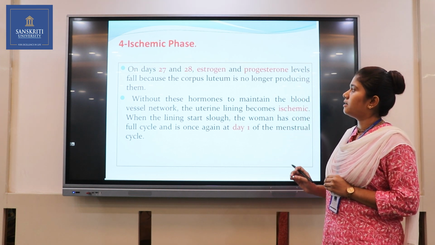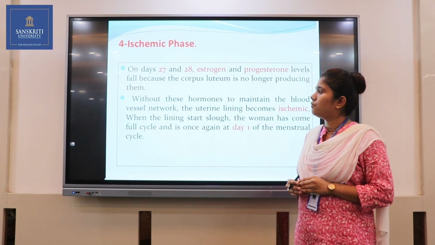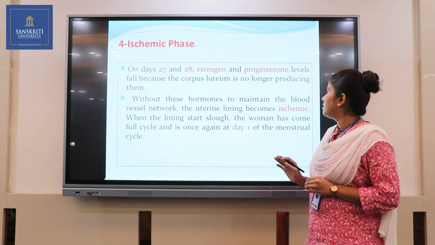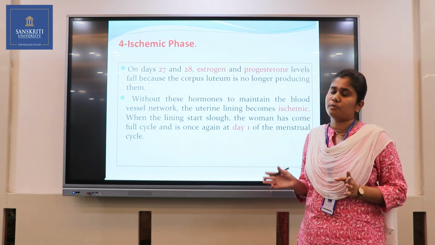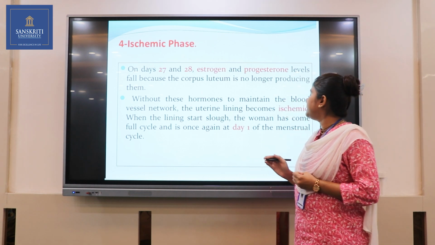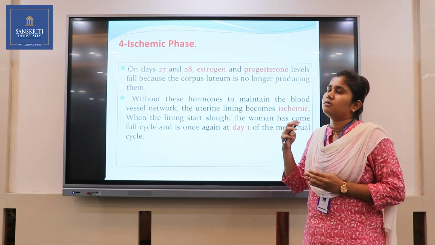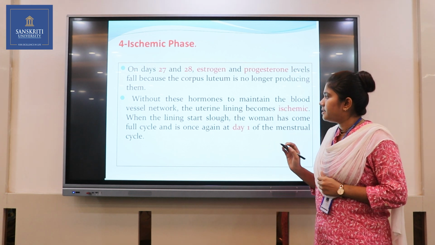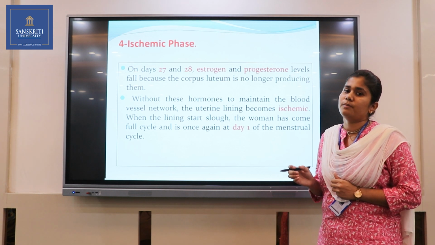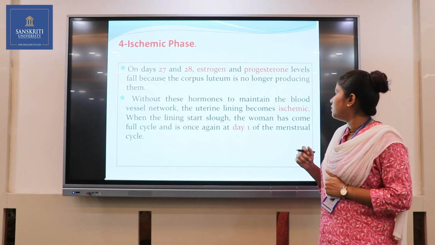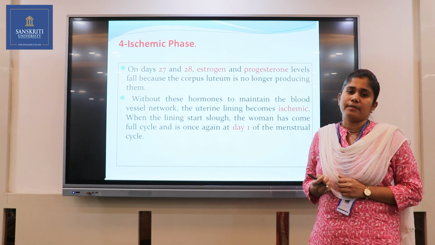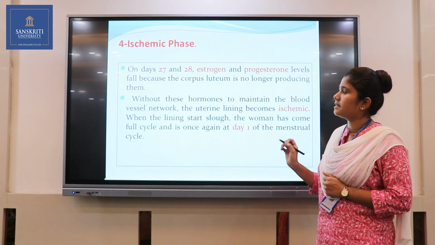On the 27th to 28th day, estrogen and progesterone levels fall. Why? Because the corpus luteum is no longer present, so there is no production of the progesterone and estrogen hormones. Without the hormones to maintain the blood vessels going through the endometrium layer, the uterine lining becomes ischemic. The term ischemia means a lack of blood supply. When the lining starts to slough, the woman has come full cycle, and once again it is the first day of the menstrual cycle. So this is the ischemic phase.